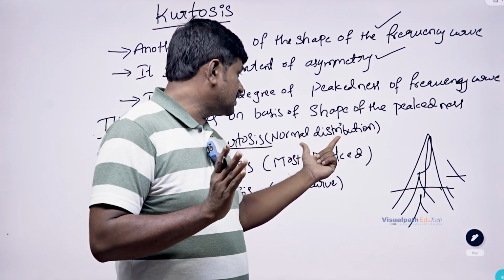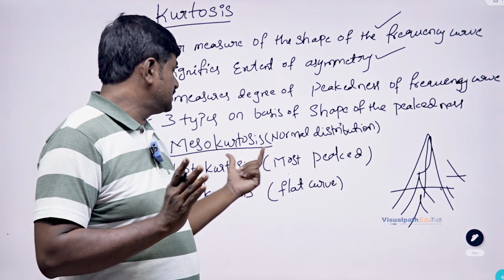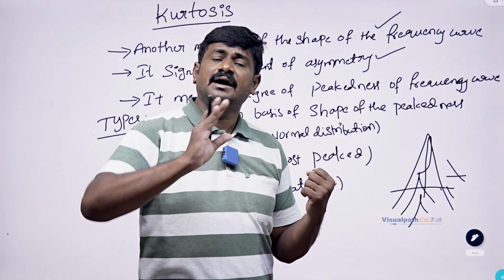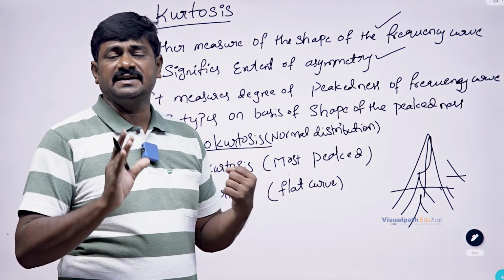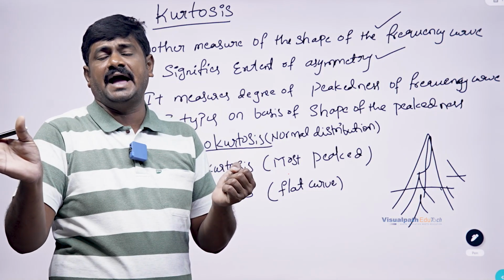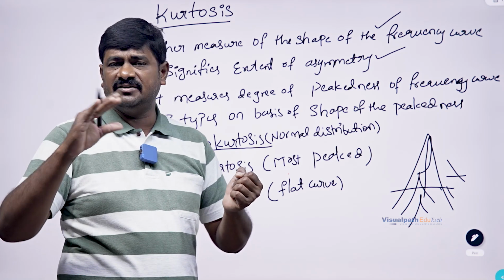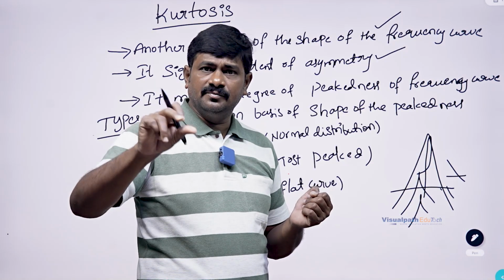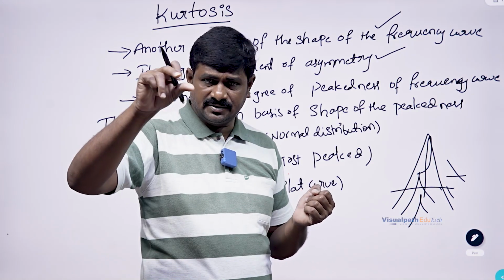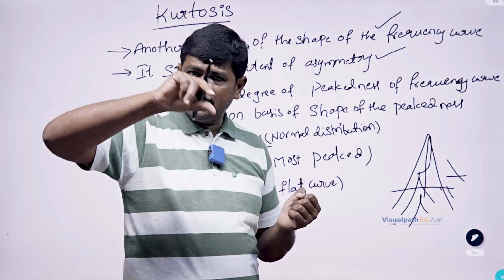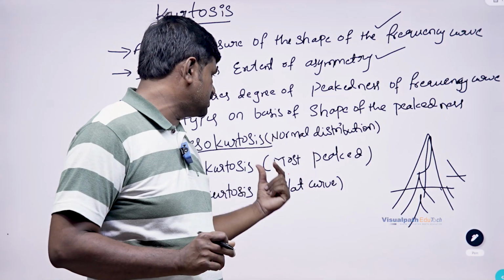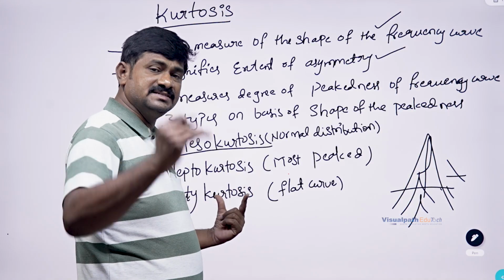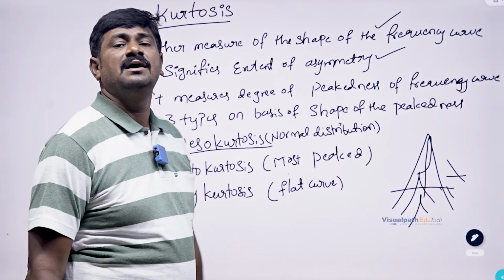Here, first is the normal distribution curve, that is mesokurtosis. Second one is leptokurtosis, which is nothing but a very peaked curve. And platykurtosis is nothing but a very flat curve along the axis. So if a curve follows the normal distribution, it is called mesokurtosis. If it is more peaked than the normal distribution, we call it leptokurtosis. If it is flatter than the normal distribution curve, it is called platykurtosis.